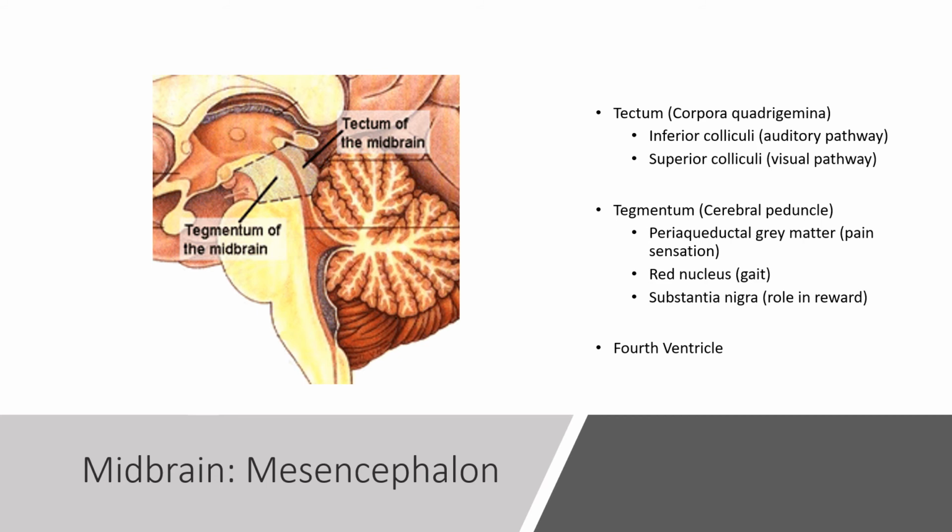The tegmentum is also called the cerebral peduncle. This is where the periaqueductal gray matter is located, involved in pain sensation. The red nucleus is involved in movement or gait. And the substantia nigra has a function in rewarding. And then also you'll find your fourth ventricle here in the midbrain.